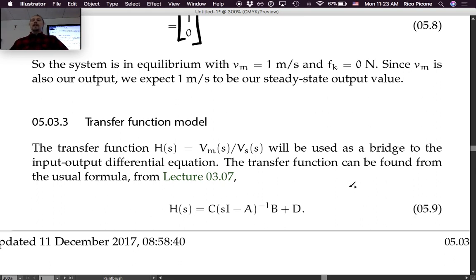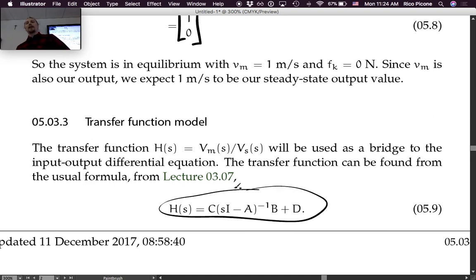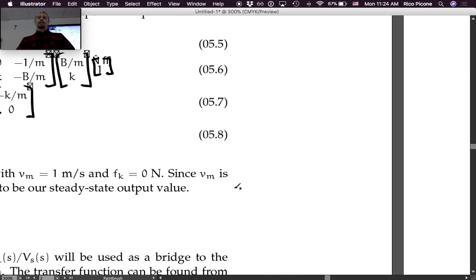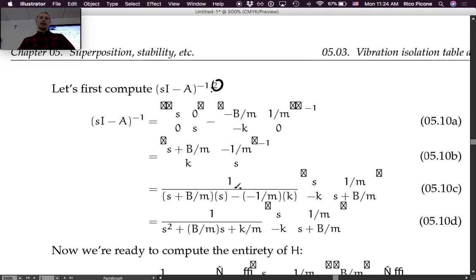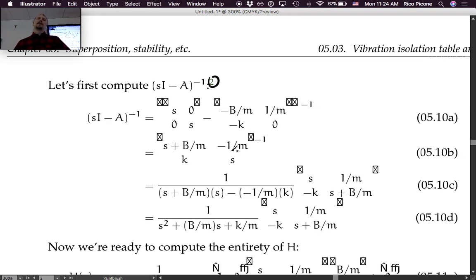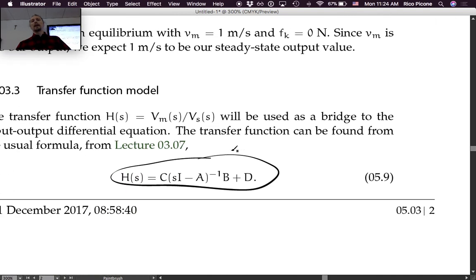It was going to be used as a bridge to our input-output differential equation, right? That's why we defined the transfer function before. We'll learn a lot more about the transfer function later. So it's defined, or you can find it from the formula, which we saw a few lectures ago. All you need to know are the A, B, C, D matrices, and we have those. So we just have to plug and chug, right? So let's first compute. The most difficult part of this is always computing this inverse. So let's do that separately.